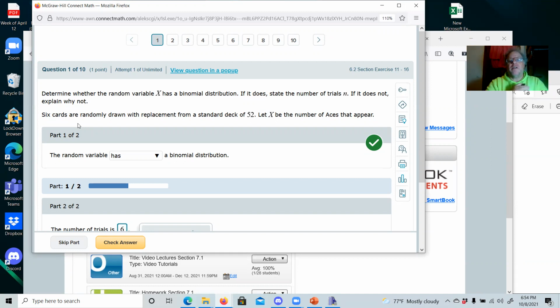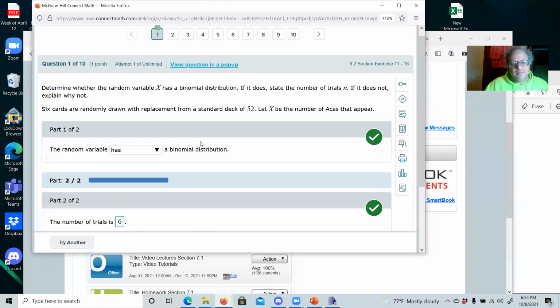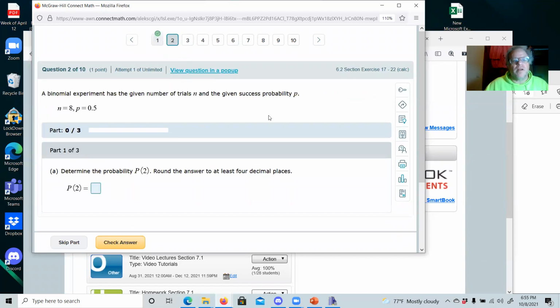So the scenario: we're drawing a card, looking at it, putting it back, shuffling it, looking at the card, putting it back, shuffling it, looking at the card. We're doing that 6 times. We're not drawing out six cards in a row and then looking at them, because that's changing the probabilities as we go through it. So there we go.